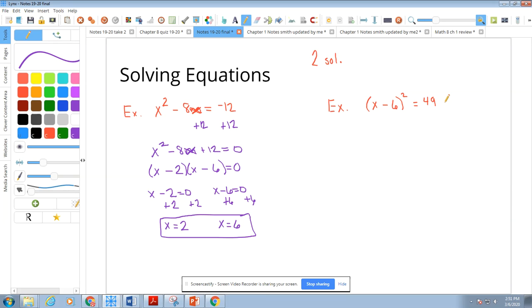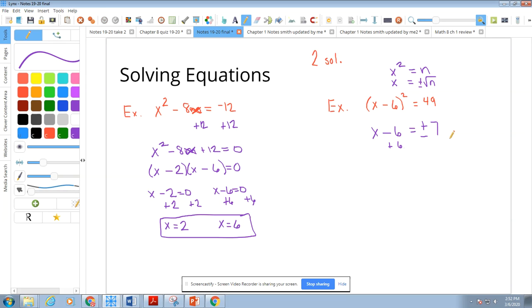Now our other example, we can use the square root property. So if you have something in the form of something squared equals a number, then you solve it by taking the square root of both sides. Well, the square root of a number, we need to do the positive and negative square root. So if I take the square root of this, it's just going to be x minus 6. Then if I take the square root of 49, it's going to be positive and negative 7.